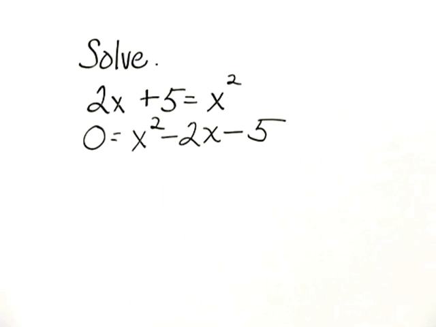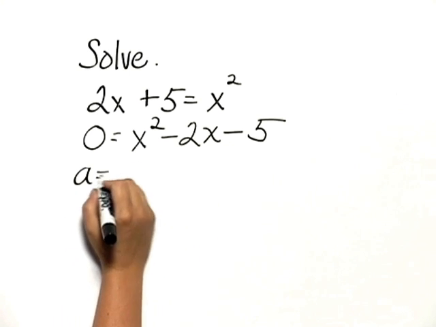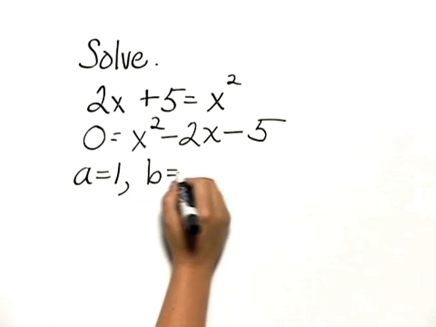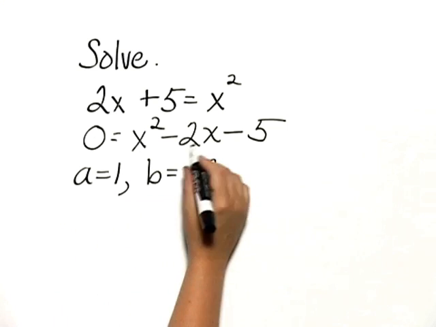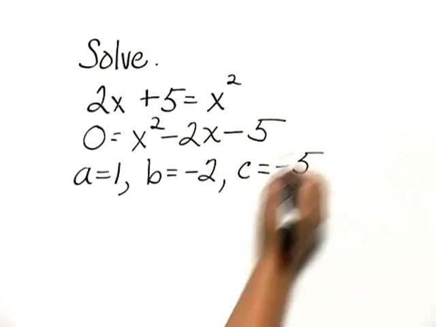This does not factor, so we will use the quadratic formula to solve for x. We have a equals 1. That's the coefficient of the x squared term. b is negative 2. That's the coefficient of the x term. And c is negative 5.